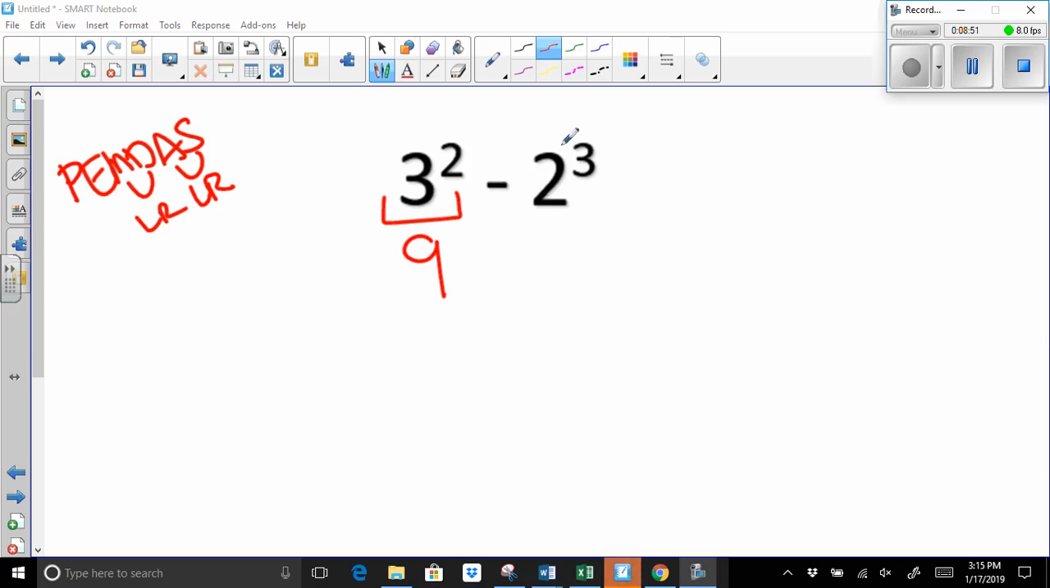We also have this exponent right here. 2 to the 3rd power is not saying 2 times 3. This 3 is saying, hey 2, you need to multiply by yourself 3 times. So that's the same as saying 2 times 2 times 2. Well, 2 times 2 is 4, and 4 times 2 is 8. Now I'm going to bring down my subtraction problem, and now all we have left is 9 minus 8, and 9 minus 8 is 1.